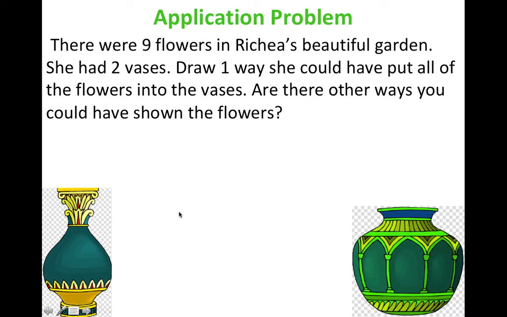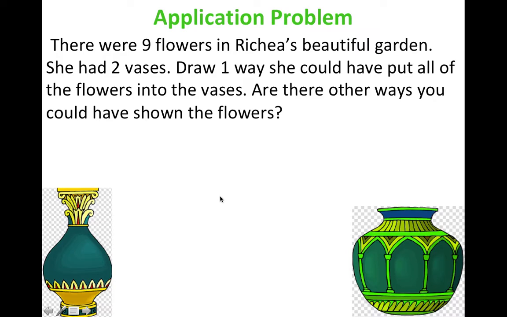So I will read it twice, and we'll figure out which parts are there, and then we'll do it together. So the story goes, there were 9 flowers in Rocher's beautiful garden. She had 2 vases. Draw one way she could put all of her flowers into the vases. Are there other ways you can show, or you could have shown, the flowers?